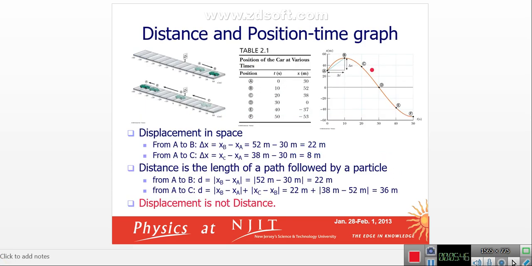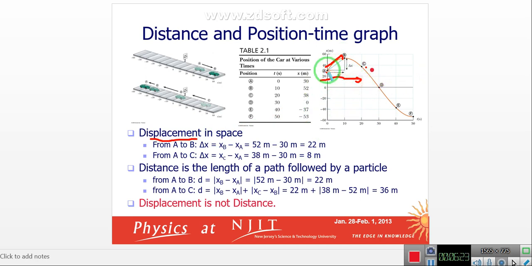So now coming to distance and the position-time graph. Now we are going to make a comparison between distance and displacement. Let's say the object is going from point A to point C. First of all we are going to find the displacement. We want to find the displacement from A to C, basically.